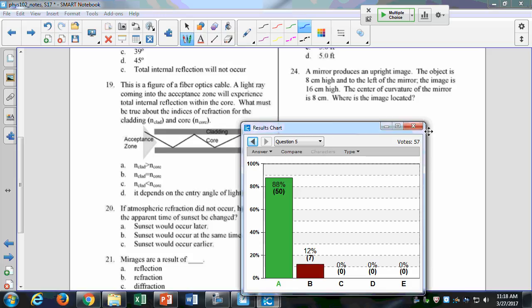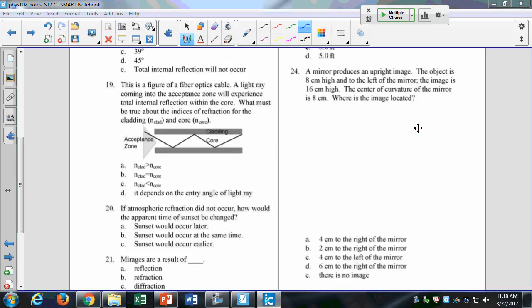Okay, good. A is right, I'm pretty sure. We want to look at the clues here. I know that the center of curvature is 8 centimeters, so that tells me that my focal length is either plus or minus 4 centimeters. It will be negative if it's convex, but if it's concave, it's going to be positive.